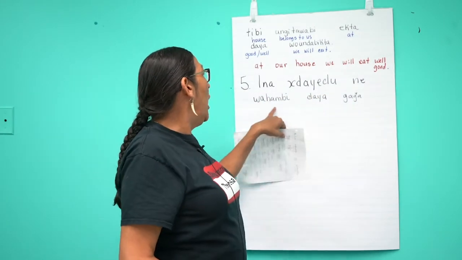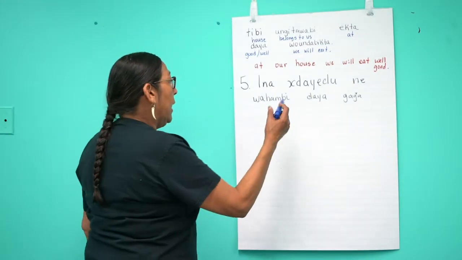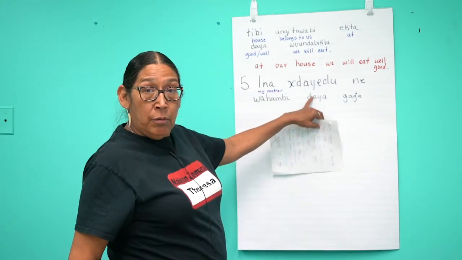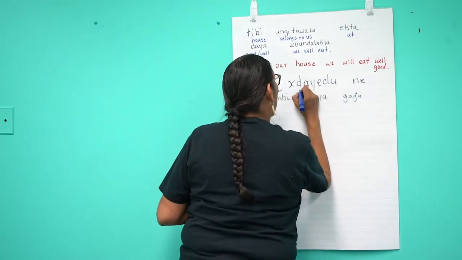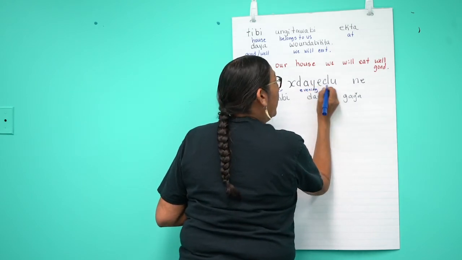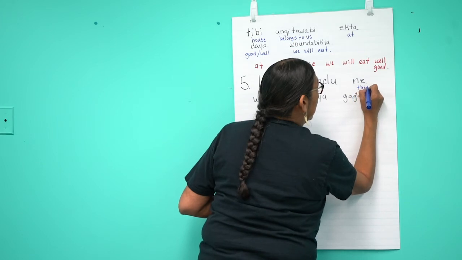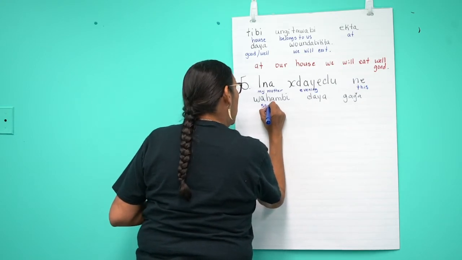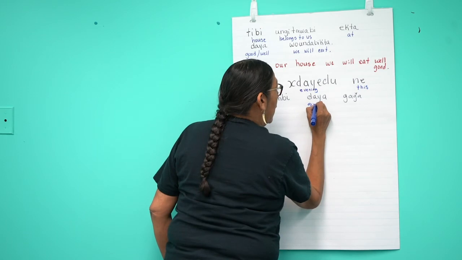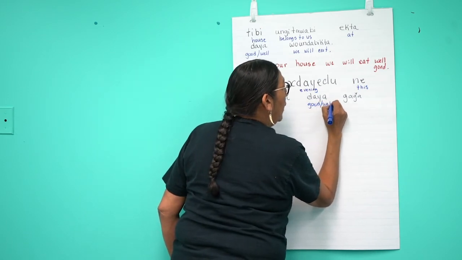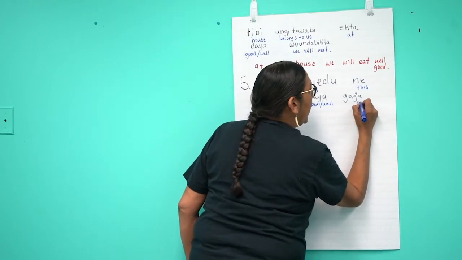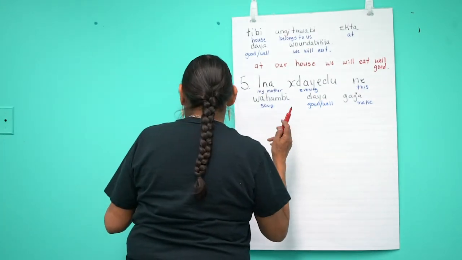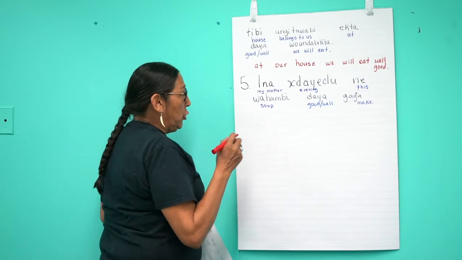Ina chtedu ne wahambi daya gara. Ina, my mother. Chtedu, this evening. Ne, that's this. Wahambi, which is soup. Daya, good or well. And gaha, and that is made or make, to make. And that translates to, this evening my mother made good soup.